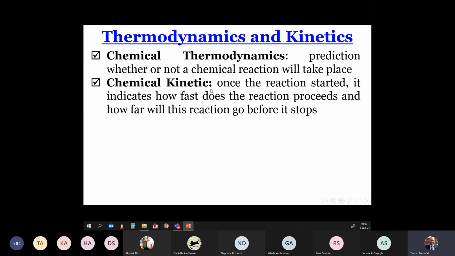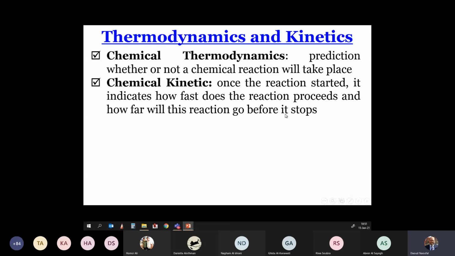Chemical kinetics is the study of the rate of the reaction. But to study the kinetics of any reaction, the reaction should start. So when the reaction starts, chemical kinetics indicates the rate of this reaction, or how fast the reaction proceeds, and how far this reaction will go before it stops.